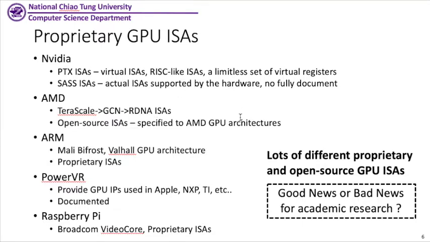So there are lots of different types of GPU ISAs. For example, ARM and PowerVR, and even the Raspberry Pi uses a Broadcom VideoCore. So the question is, which ISAs should we use in GPU research in academia? Are the existing open source GPU ISAs open for the innovation of GPU IPs?